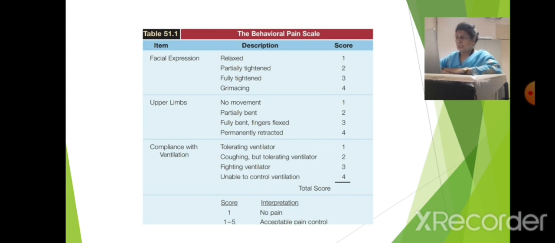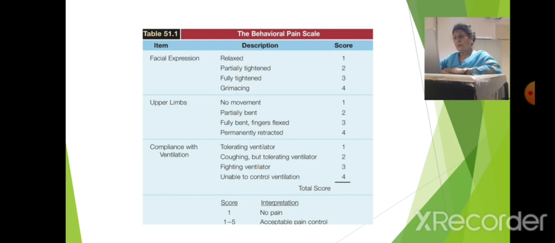Facial expression: relaxed, the score is 1. Partially tightened, the score is 2. Fully tightened, score is 3. Grimacing, the patient is making a face that shows it is not bearable to him, the score is 4. Now, upper limb. No movement of the upper limb, score is 1. The upper limbs are partially bent, the score is 2. The patient fully bends the upper limb with fingers flexed, the score is 3. Permanently retracted, the score is 4.